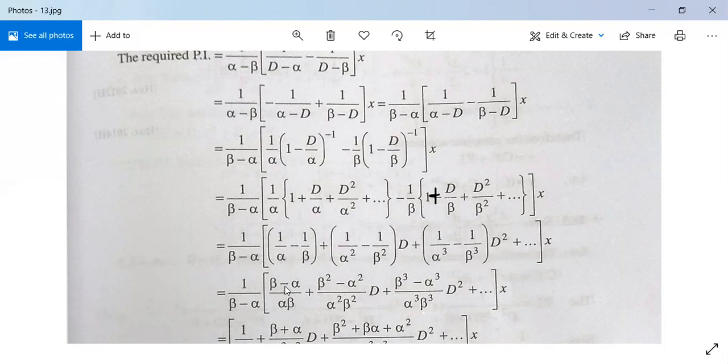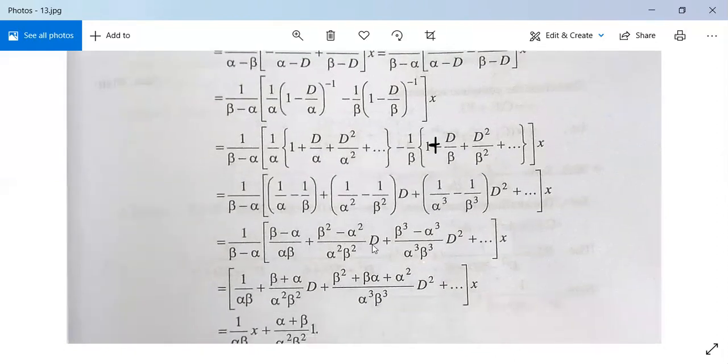So this is 1 by (beta minus alpha) times [(beta minus alpha) by alpha beta D plus (beta squared minus alpha squared) by alpha squared beta squared D plus (beta cubed minus alpha cubed) by alpha cubed beta cubed D squared plus and so on] operating on x. So here divide the whole fraction by beta minus alpha. It will be 1 by alpha beta plus, with beta squared minus alpha squared being (beta minus alpha) into (beta plus alpha), it will be (beta plus alpha) by alpha squared beta squared D plus, expand this one.